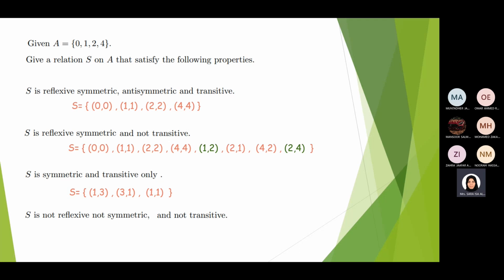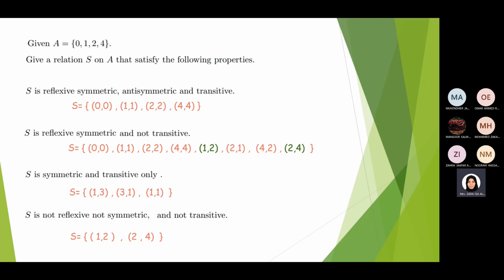Now the last one, they want S such that it is not reflexive, not symmetric, and not transitive. So to make it not reflexive, you have to miss one of the pairs that are related to itself. In addition, it is not symmetric, so when you add a pair, never add its reverse. Not transitive: for example, I add 2 pairs, and the result of the transitive case will not be included. So it will be not transitive. Is that clear? So these questions generally are open.